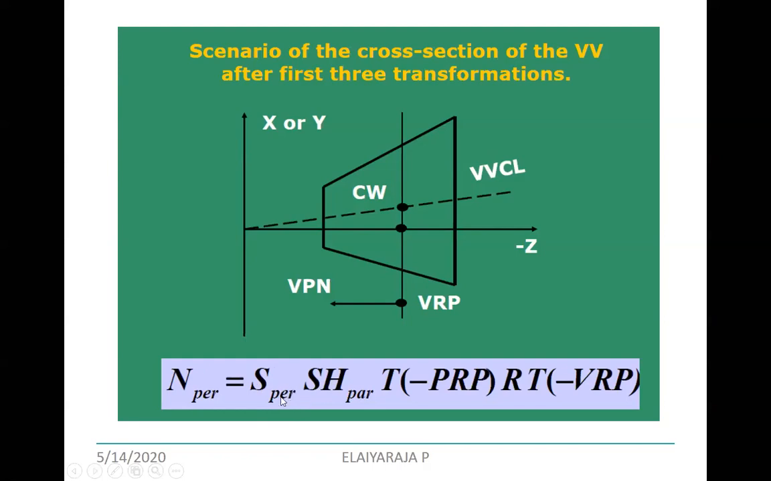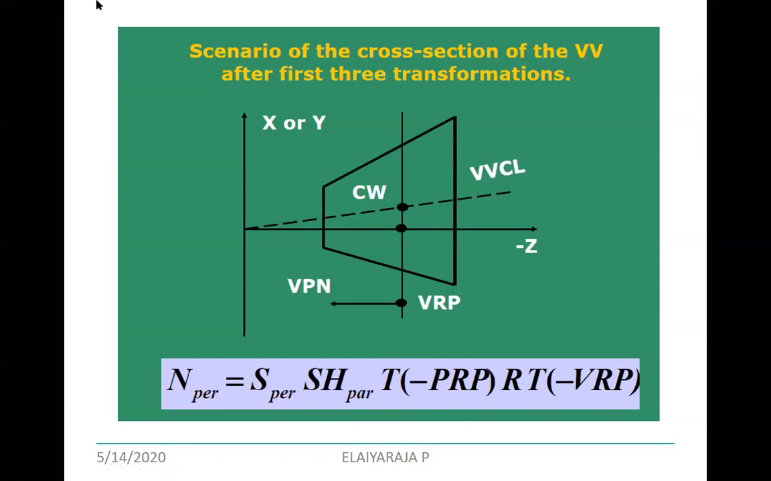Then you perform the scaling with respect to perspective projection. In parallel projection it is normal. Why? Because it says about the direction of projection, whereas here in perspective projection it is with respect to the center of projection. First you bring the view reference point to the origin, then you perform the translation with respect to your projection reference point, that is the center of projection. Then you perform shear, then scaling.